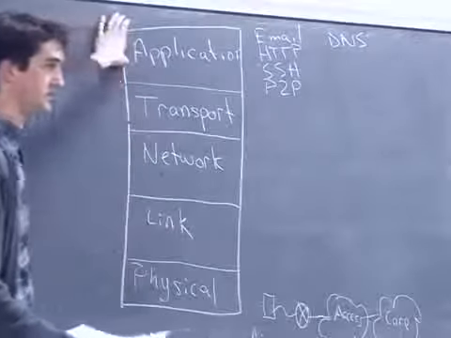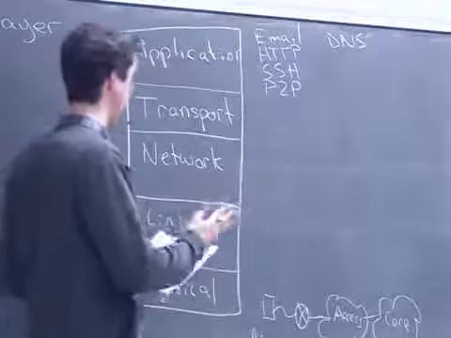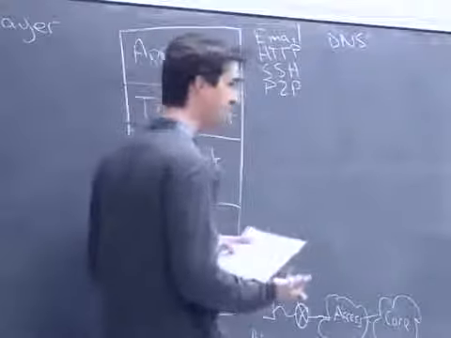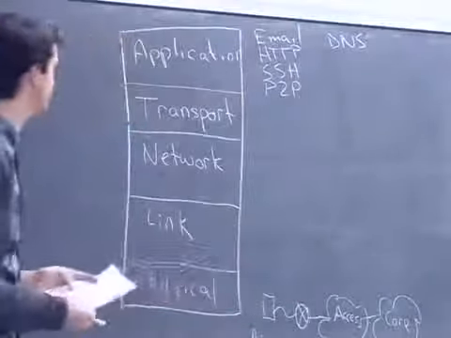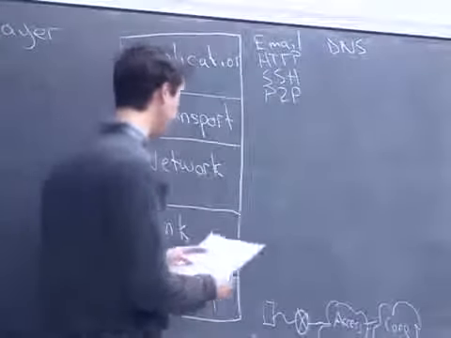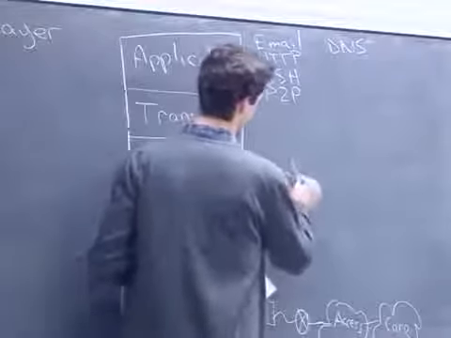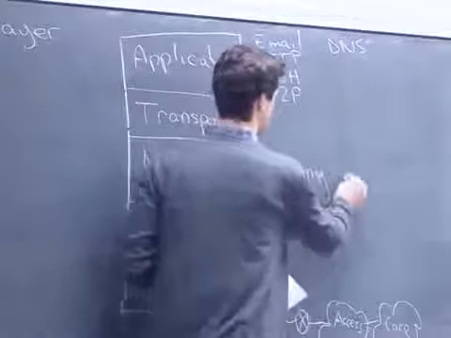So let's move on to give a brief overview of the network layer, just so you understand what it does, and also the link layer. So the network layer is responsible for routing datagrams.